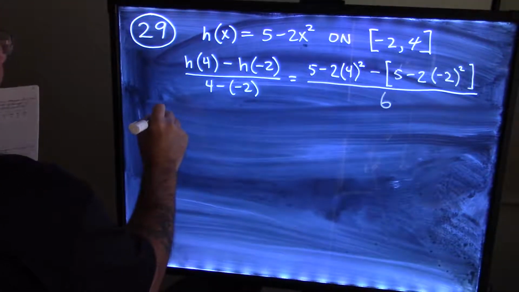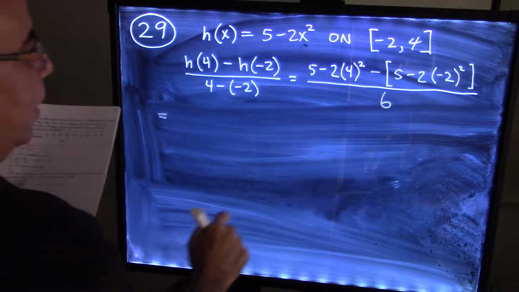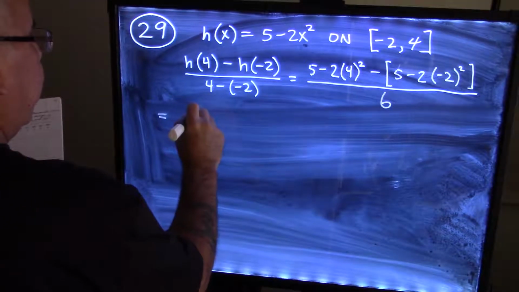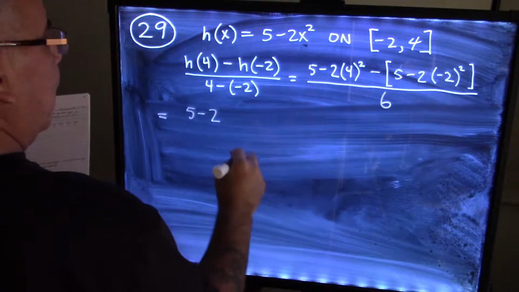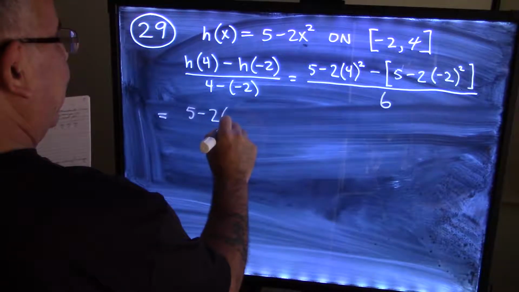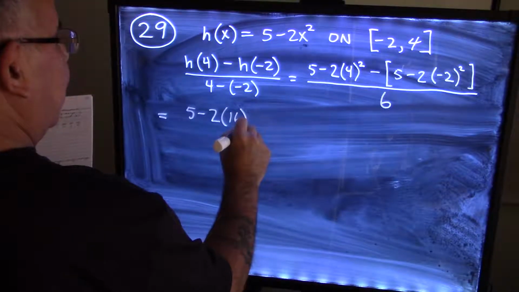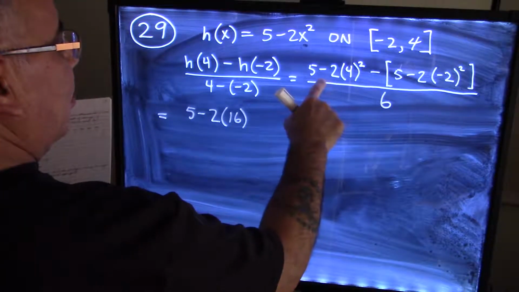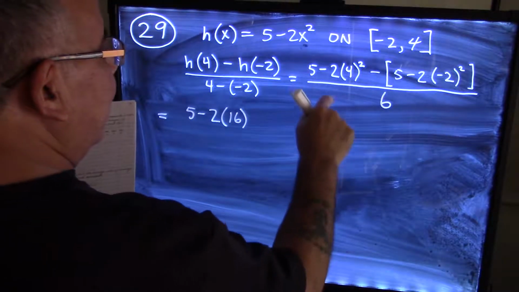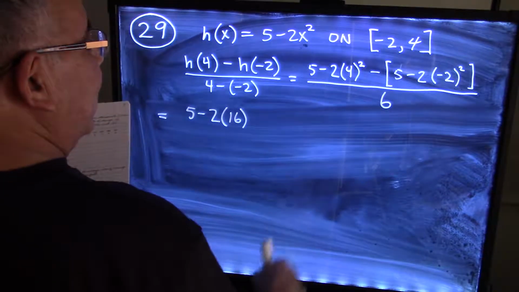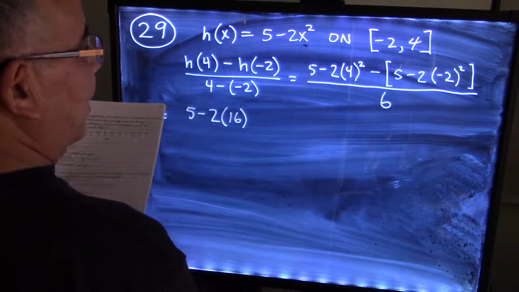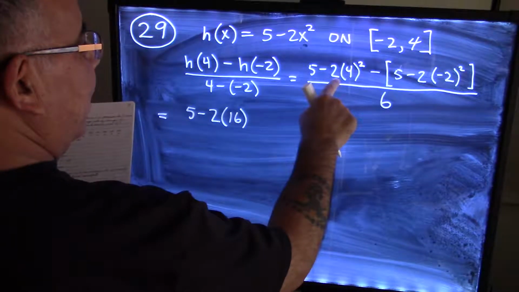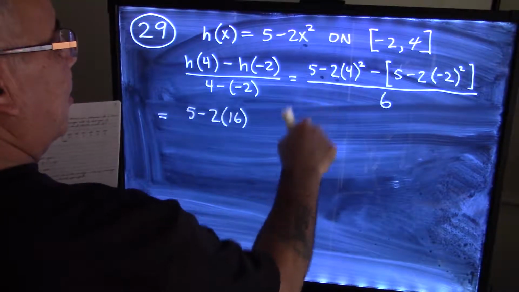Alright, moving over here so I can have some room. So we've got 5 minus 2, and 4 squared is 16. So 5 minus 2 times 16. Watch your order of operations. Once again, you do the powers before you do any multiplying or adding or subtracting. So you wouldn't go 5 minus 2 is 3 and so on like that. You have to first square this and then you have to multiply, and then you can finally do the subtraction.